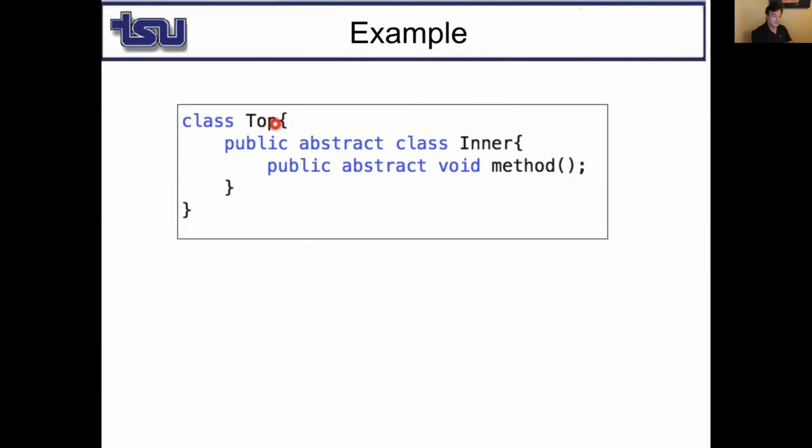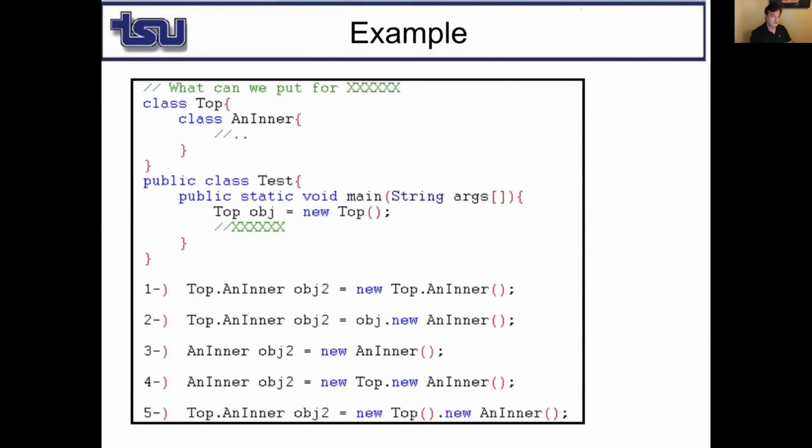This is the top level class. You have an inner class. The inner class can be abstract, no problem. Now my question is, this is the top level class and inner class. What can I have here to create an object of the inner class? First of all, can I have this? Top.Inner, top.inner? I cannot. This can be used only when the class is static. So I cannot have that one.